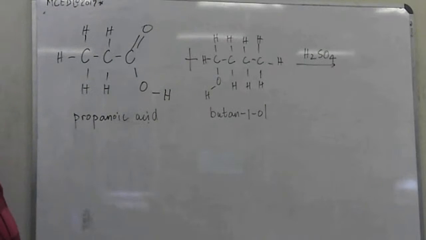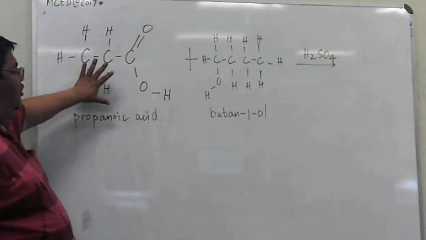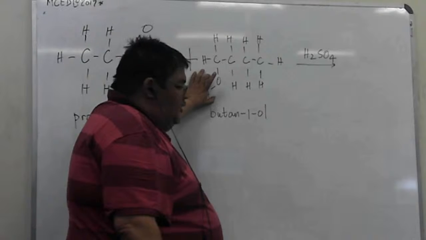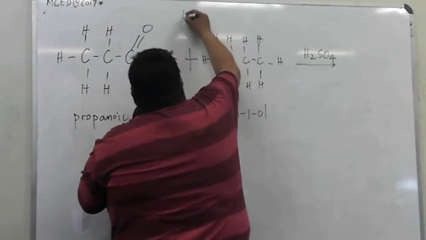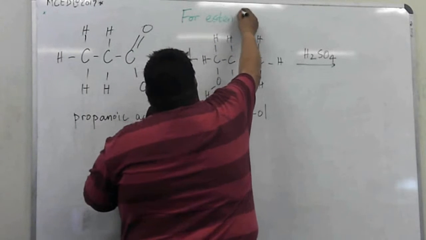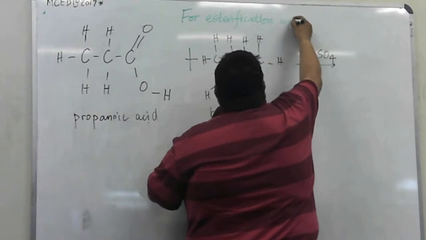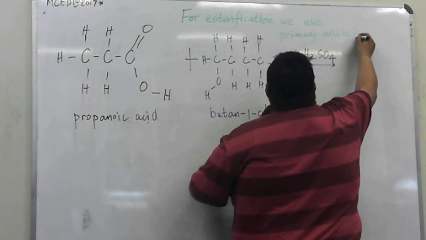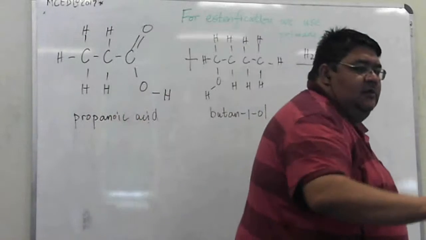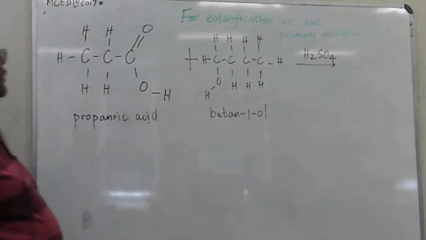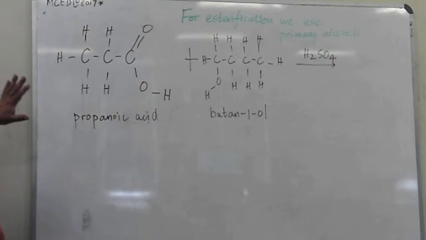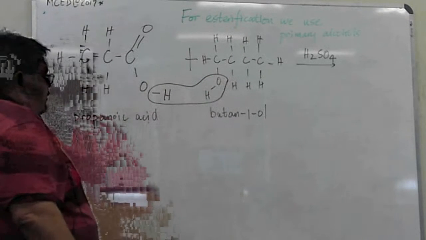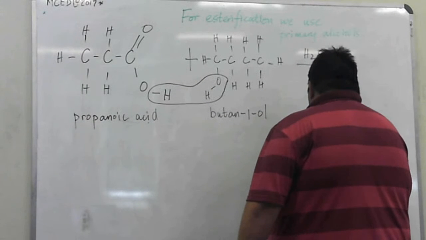Right, if we look very carefully, I once again have an alcohol and a carboxylic acid. Notice, once again, my alcohol is primary. So for esterification, we use primary alcohols. Right, so the OH and the H comes off, and we form a water molecule.